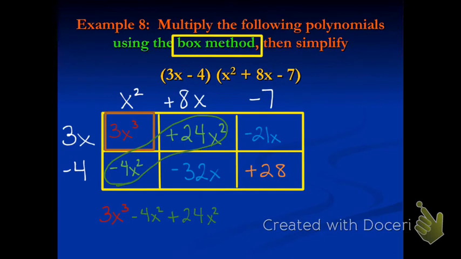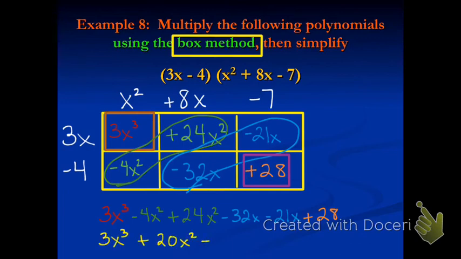And then I'm going to look for my next set of terms. It would be a negative 32x and a negative 21x, again on the diagonal. It's set up that way, and that's why the box method helps. And then the final one is our positive 28. We write our positive 28. The last step is to combine our like terms. So we have 3x to the third plus 20x squared minus 53x plus 28. And that is how you multiply polynomials using the box method.